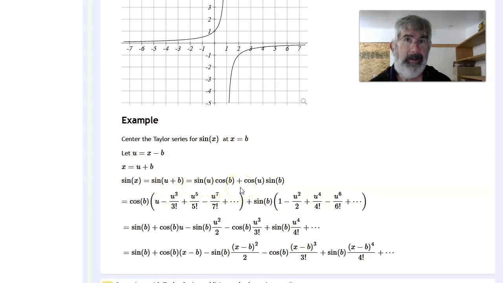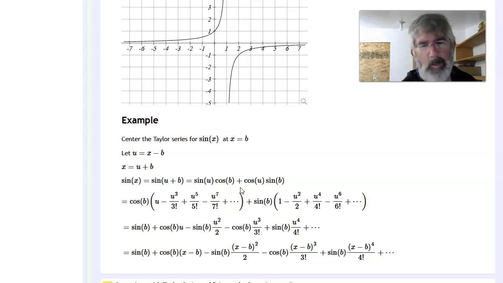Now, if this was some random function, I wouldn't necessarily know how to handle an x or u plus b plugged in there, right? If it was a square root function, what's the square root of u plus b? Is it the square root of u plus the square root of b? No, it's not. This sort of technique will only work if you've got some sort of way of dealing with what this function does when you put in a sum as an input, right?